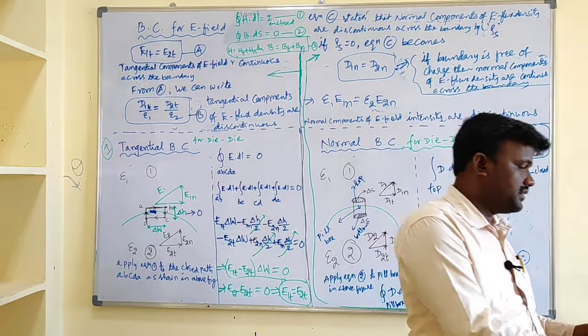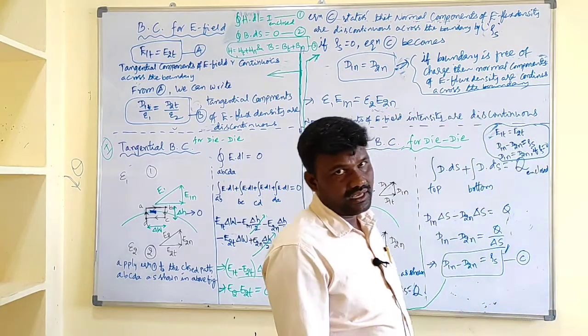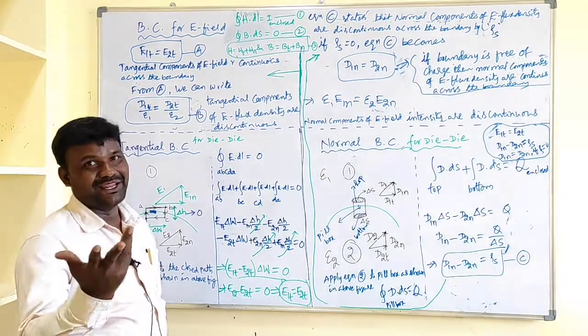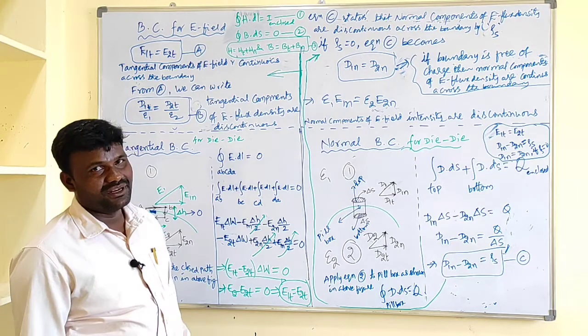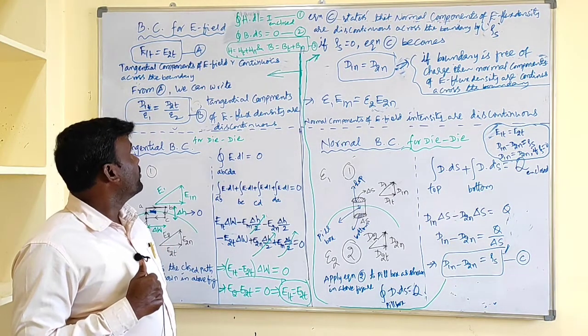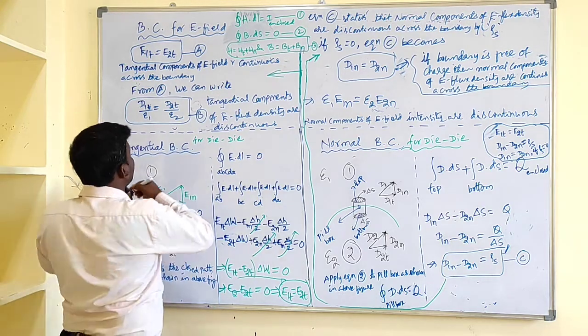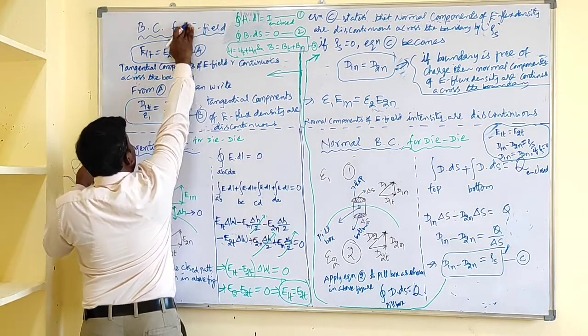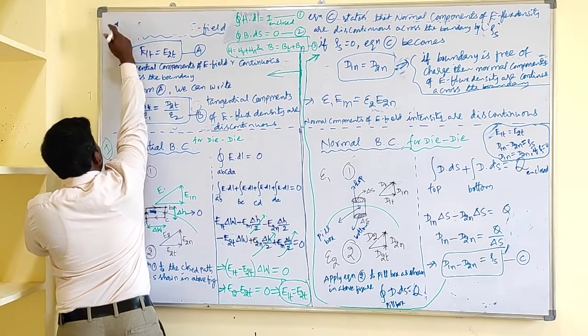In the last lecture, we derived the electric field boundary conditions. Now we will derive the boundary conditions for the magnetic field.